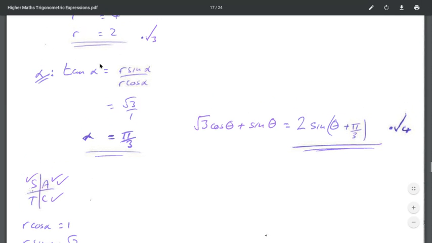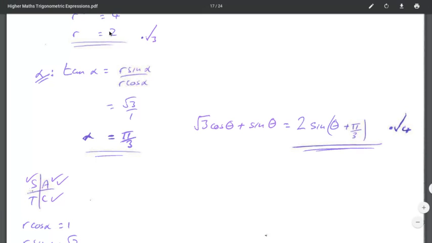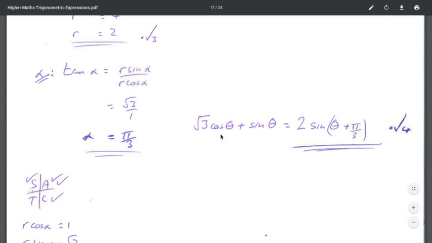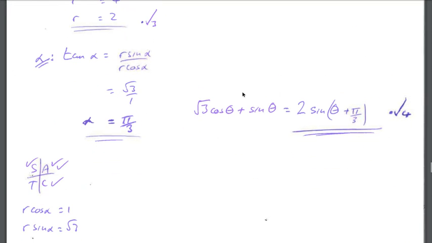So the inverse tan of root 3 is 60 degrees, or pi by 3 radians if we're working in radians, which we are. So we have alpha. So root 3 cos theta plus sine theta equals r sine theta plus alpha equals 2 sine theta plus pi by 3. Again, what does that mean?